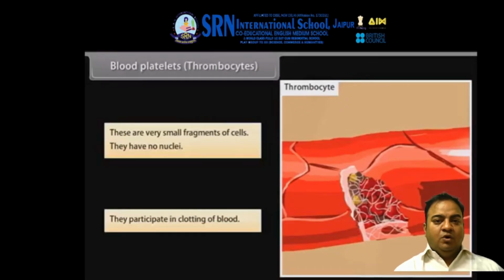Now let us study about thrombocytes or platelets. The function of platelets in the body is to clot the blood at the time of trauma or any kind of accident. They don't have any nuclei.